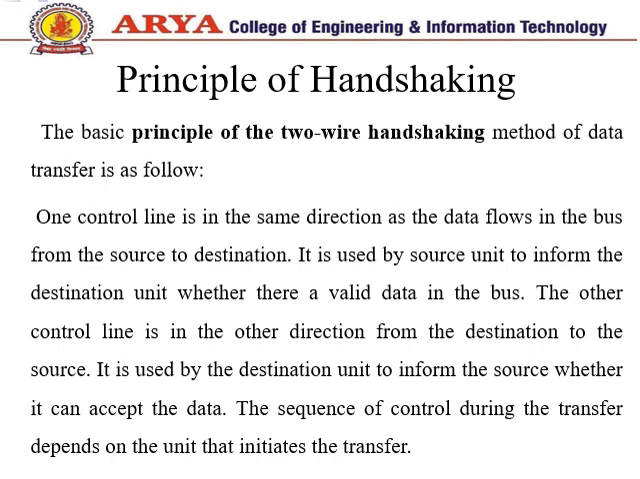Principle of handshaking. The basic principle of the two-wire handshaking method of data transfer is as follows. One control line is in the same direction as the data flow in the bus, from the source to destination. It is used by the source unit to inform the destination unit whether there is valid data in the bus. The other control line is in the other direction, from the destination to the source. It is used by the destination unit to inform the source whether it can accept the data. The sequence of control during the transfer depends on the unit that initiates the transfer.